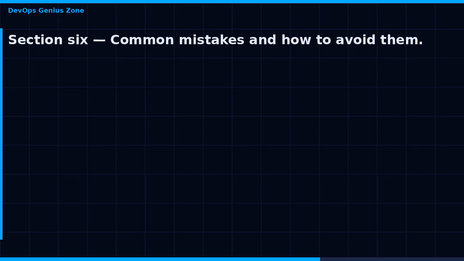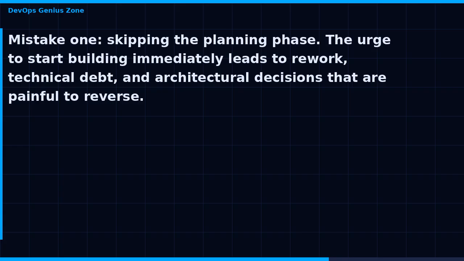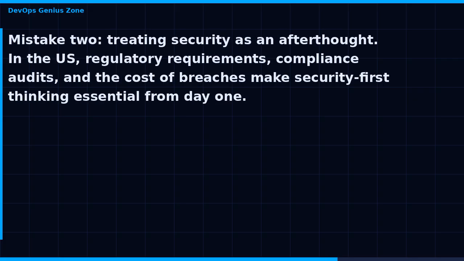Section 6: Common mistakes and how to avoid them. Mistake 1: Skipping the planning phase. The urge to start building immediately leads to rework, technical debt, and architectural decisions that are painful to reverse. Mistake 2: Treating security as an afterthought. In the U.S., regulatory requirements, compliance audits, and the cost of breaches make security-first thinking essential from day one.